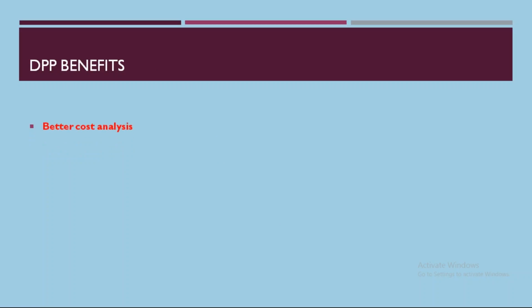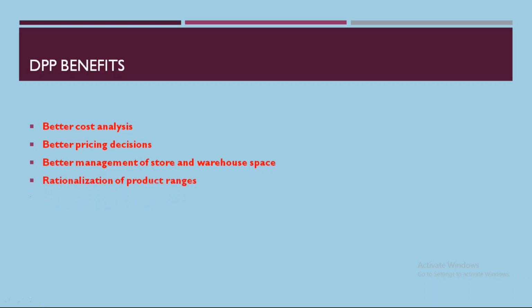So direct product profitability: have a better cost analysis, better pricing decision, better management of store and warehouse space, because if I know this product is not profitable, I should not be holding it in many stores, many warehouses. I must try and dispose of it as well. You can rationalize the product range. This is what I did. Rather than selling 200 products, sell 40 products and make my money. Right? Better merchandising decisions.